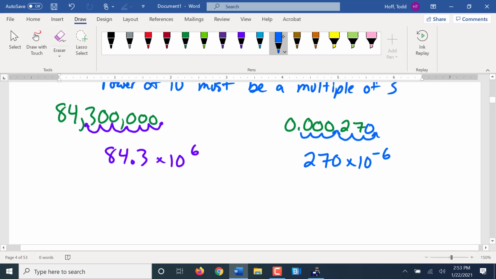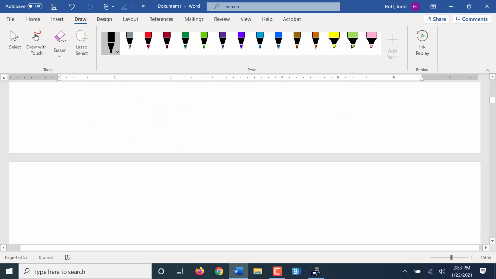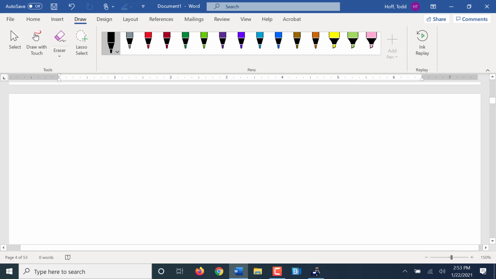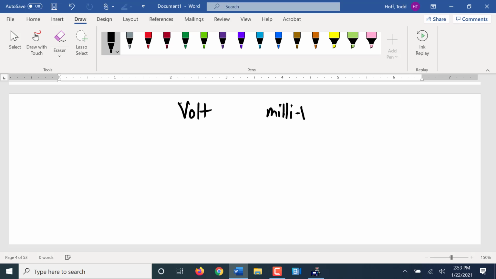Why are we complicating things by restricting our power of 10 to those multiples of 3? Well, there are a lot of applications like electronics, computer memory, stuff like that, where we use metric units, and we only use the main metric units. Like we might have a volt, we might have a millivolt, microvolt, kilovolt, or megavolt.